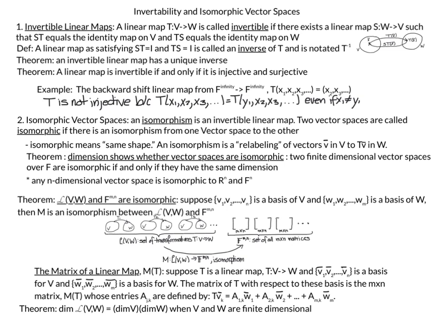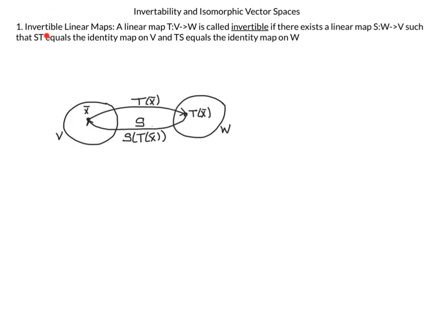That wraps up our overview, so we're going to come back up here and start again, look at invertible linear maps in more detail. We'll start again with the definition of an invertible linear map. So a linear map, T, from V to W is called invertible if there exists a linear map S going the other direction from W to V, such that ST equals the identity map on V and TS equals the identity map on W.